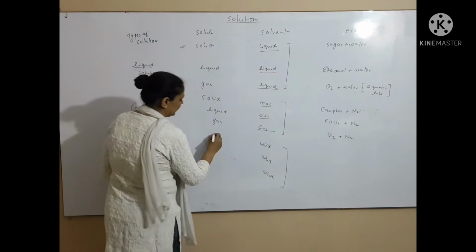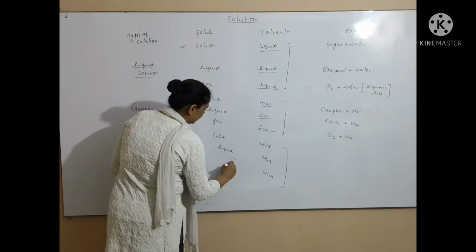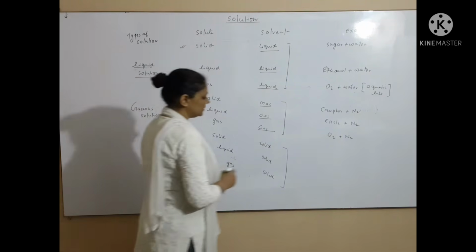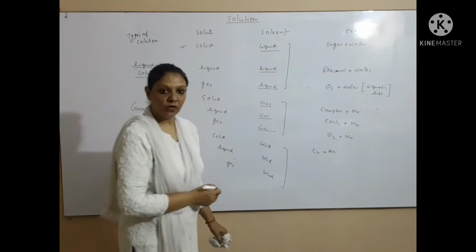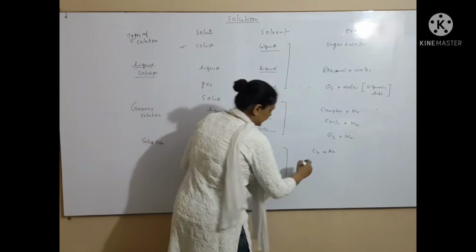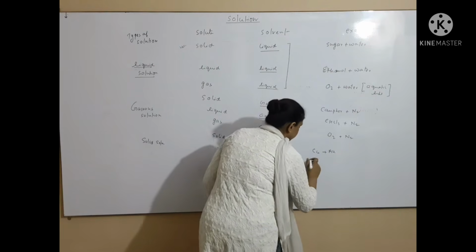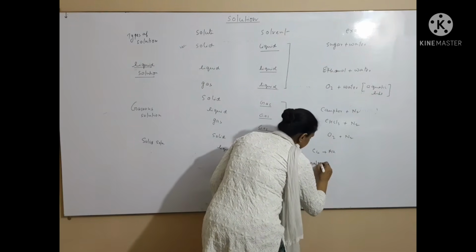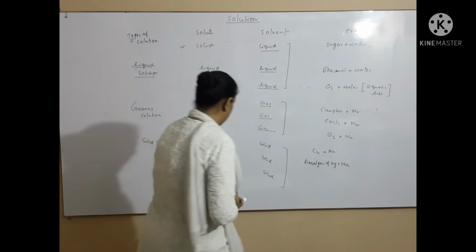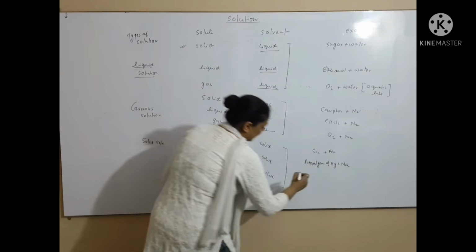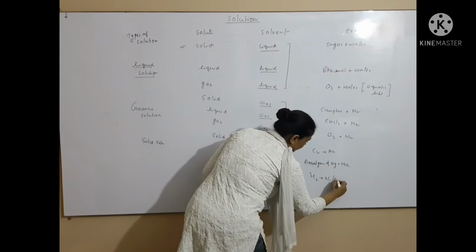Solid solution, you can take again solid, liquid and gas in solid. So the solid in solid example is copper dissolving in gold. Liquid in solid, you take the example of amalgam of mercury with sodium. And gas in solid, you can take hydrogen, a solution of hydrogen gas with nickel or palladium or platinum.